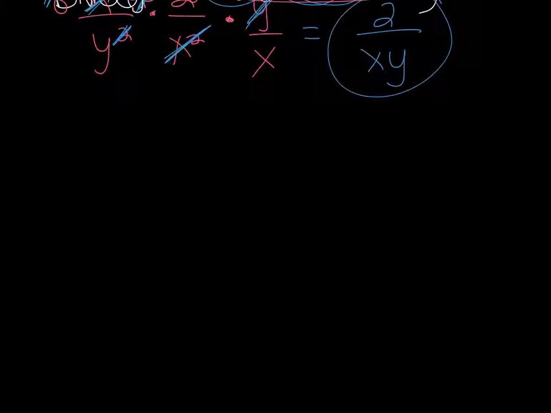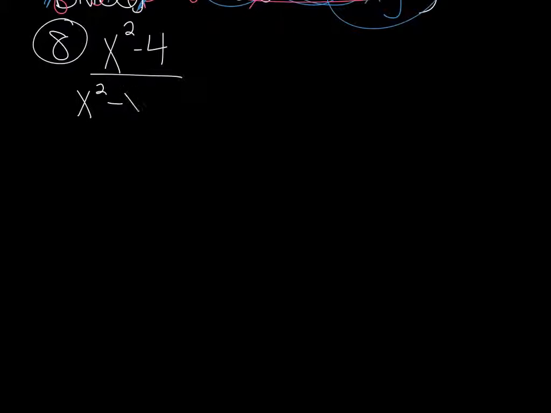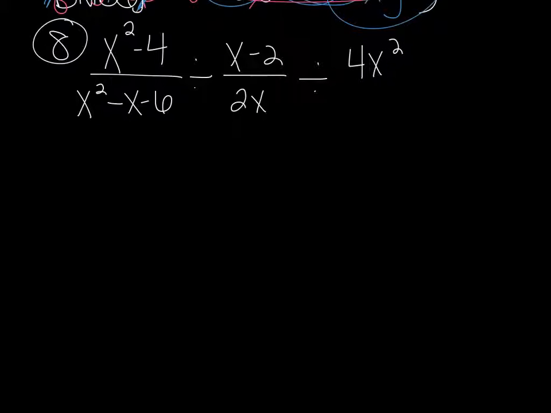Okay, last one. I want you guys to try this one on your own. I'm going to put it on the board, and then I'm going to have somebody explain how you would solve it, and then I'm going to have you guys go through and simplify it. Okay, so we're going to have x squared minus 4 over x squared minus x minus 6 divided by x minus 2 over 2x divided by 4x squared plus 2x over x squared minus 9 divided, no, I'm just kidding, that's it. Okay. I'm gonna cry.